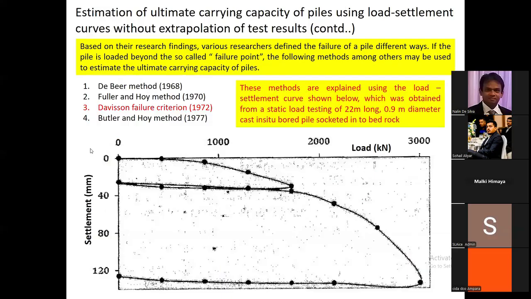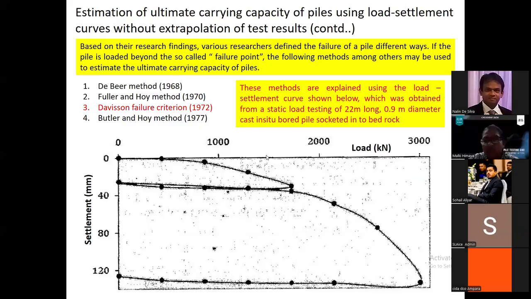Once you do the MLT test, this is a typical test record. You load up to 100% of the working load, unload it, then reload it up to 150 times the working load and unload it. So 2 loading cycles, right? We can get the ultimate pile capacity using this load settlement curve.